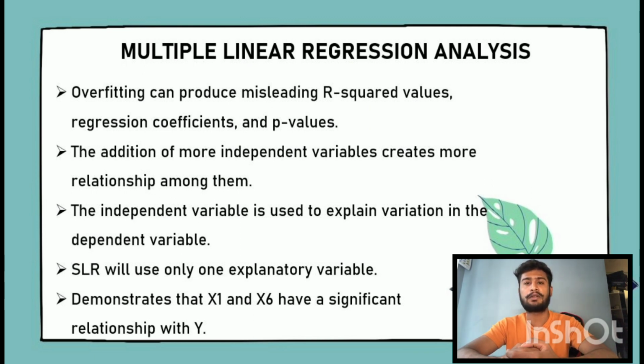The second will be multicollinearity. The coefficients calculated for MLR show that multicollinearity exists. The addition of more independent variables creates more relationships among them. The third one will be model comparison.